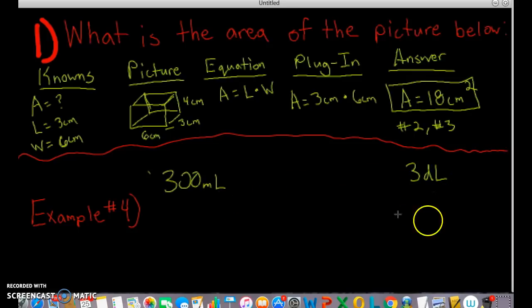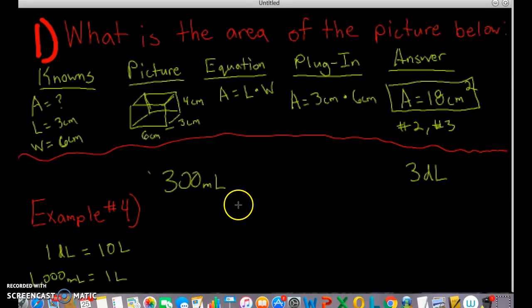So here, the picture gave you a conversion table. So I'm going to draw the conversion table here. So it says 1 deciliter equals 10 liters. And 1,000 milliliters equals 1 liter. All right. So the biggest thing I want you to get from this is that this is a two-step T-chart conversion. And I'm not really too worried about you getting the answer. I just really care about you setting it up correctly for now, okay?